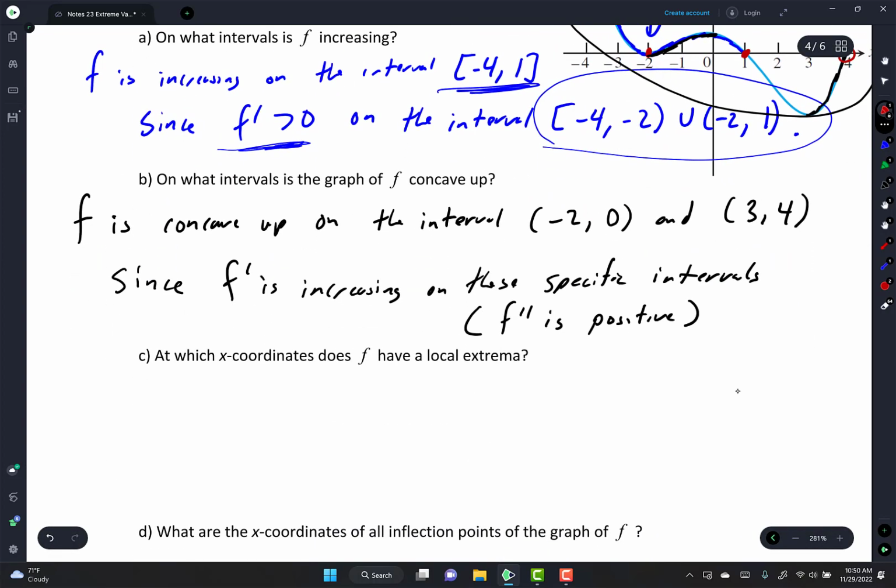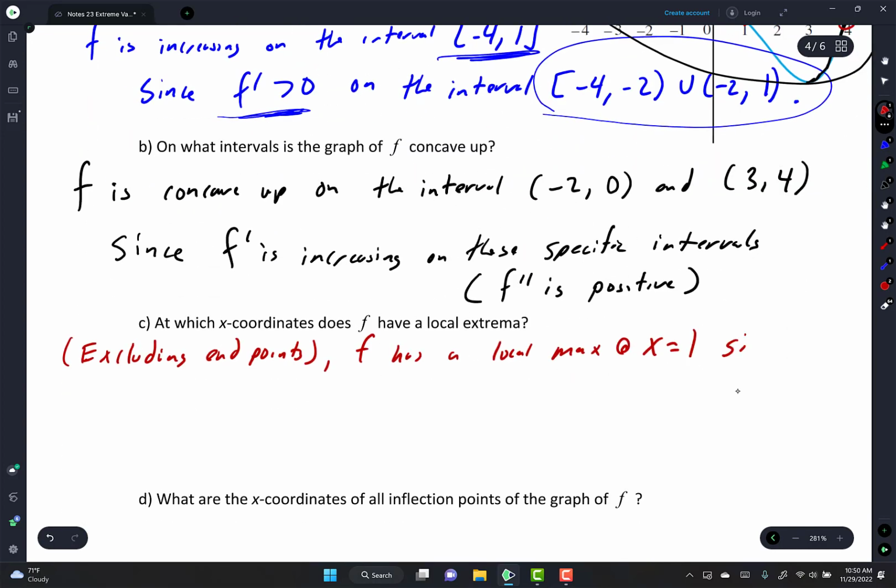You're going to say, okay, I'm going to put in parentheses excluding endpoints because there is something going on at the endpoints. Excluding endpoints, f has a local max at x equals 1 since f prime is changing from positive to negative at x equals 1.